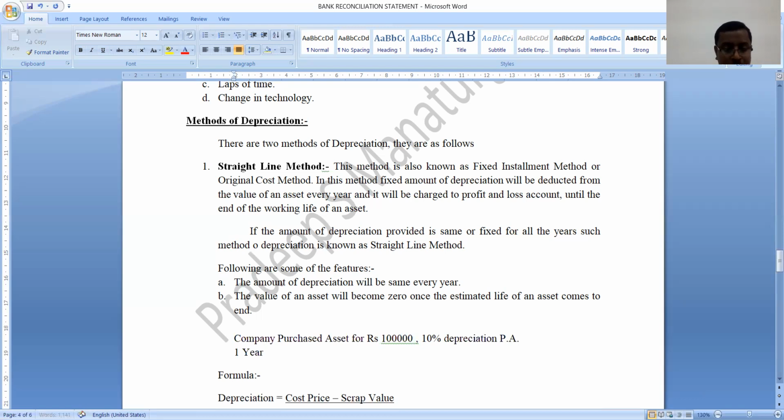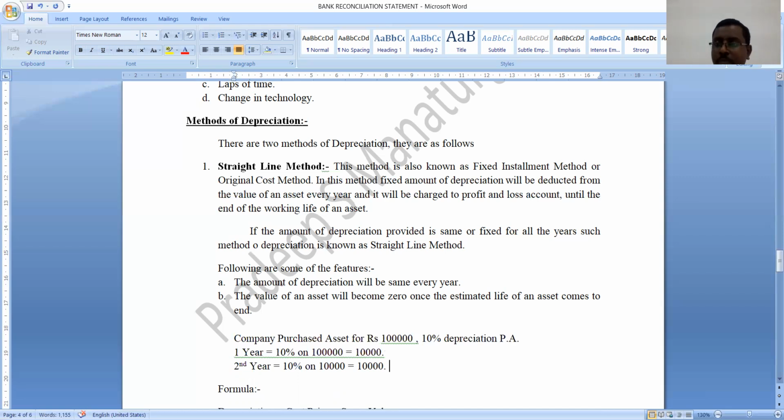First year amount of depreciation is 10% on 1 lakh. What would be the amount of depreciation? 10,000. Then again in the second year, we are going to charge 10% depreciation on the original cost of the asset, that is 1 lakh rupees. So the amount of depreciation for the second year is also 10,000 rupees.